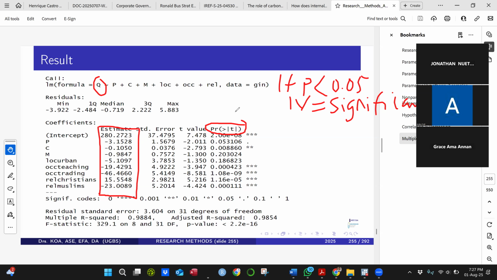So let's let Araba explain it to you. Araba Pratt. Yes, please. Thank you, Prof. So the regression coefficient of price is not significant because its p-value is more than 0.05. What is it? It's 0.053106, which is more than 0.05. Yes, please. And that is why. More than 0.05. And that is why what?